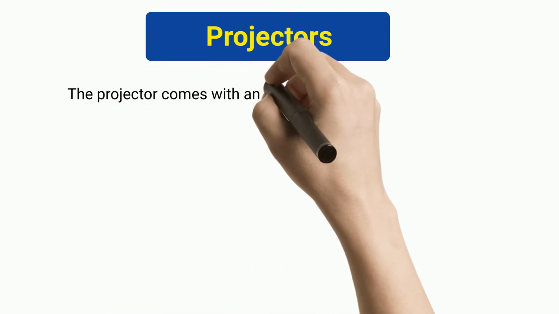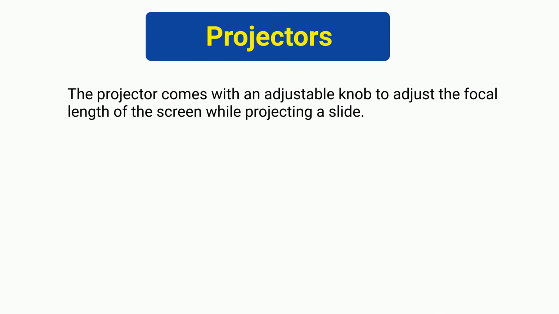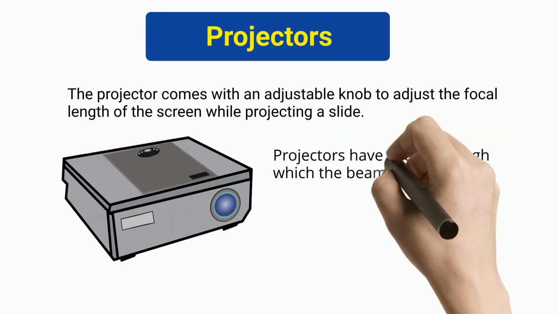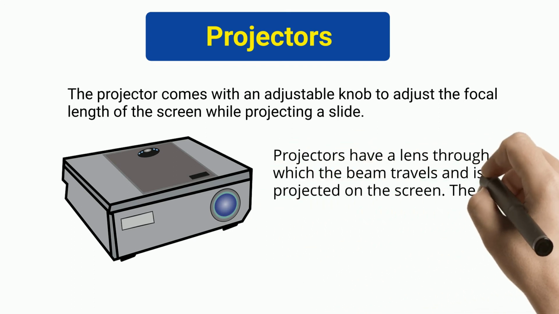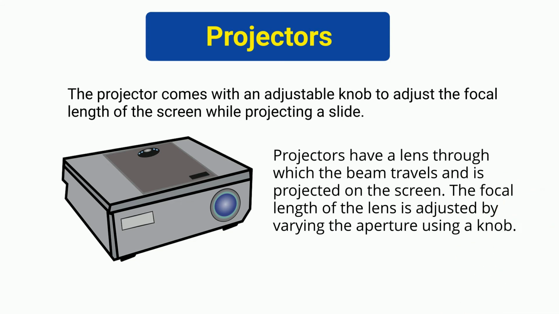Projectors. The projector comes with an adjustable knob to adjust the focal length of the screen while projecting a slide. Projectors have a lens through which the beam travels and is projected on the screen. The focal length of the lens is adjusted by varying the aperture using a knob.